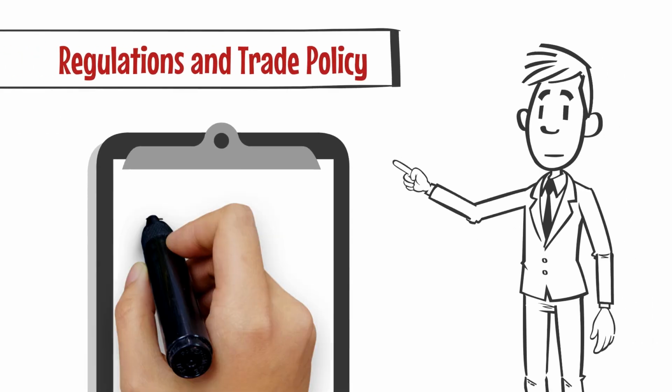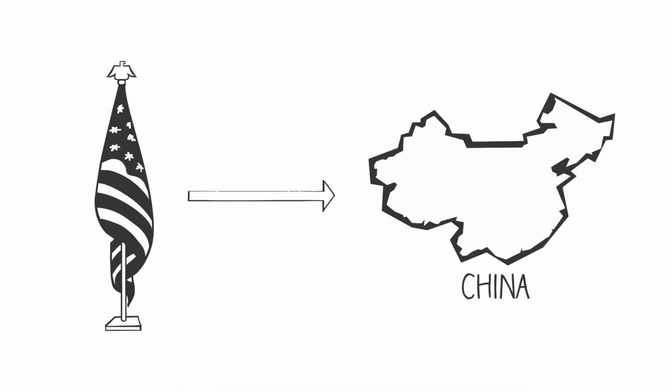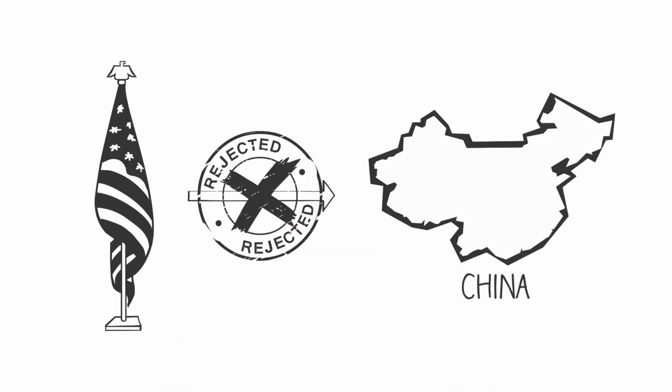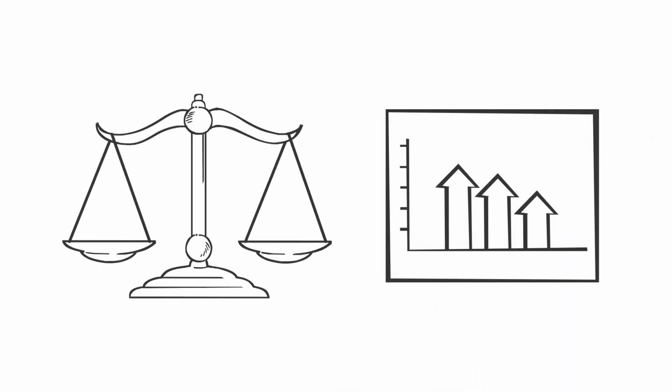Regulations and trade policy. Government rules can affect Nvidia's markets. For example, US export restrictions on advanced AI chips to China limit sales there. Changes in trade policy like tariffs or technology bans also influence Nvidia's business.